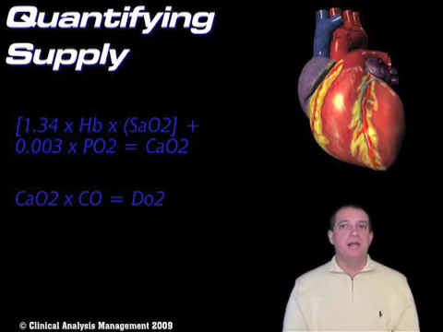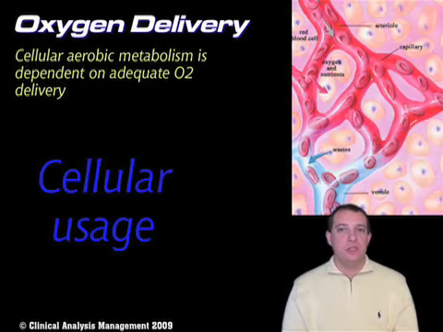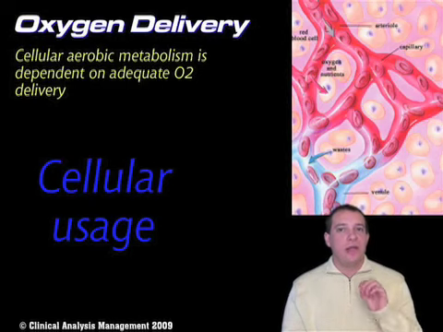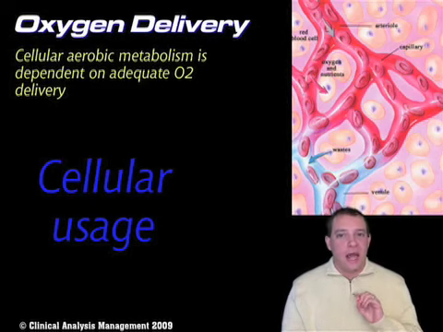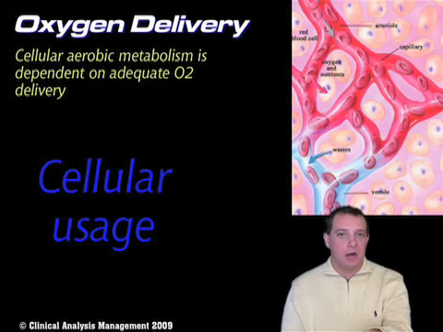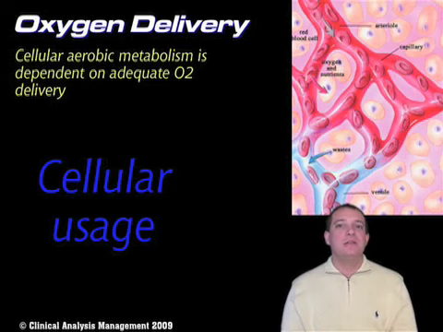Now let's look at finally the last part of this whole oxygen delivery thing. Let's look at cellular usage. Remember, in order to have cellular usage, we have to have two things. We have to have the ability for oxygen to get out of the blood and into the cells. And that normally isn't a problem. Most of the time that's not a problem. But the second thing we have to have is the cells have to be able to use the oxygen.